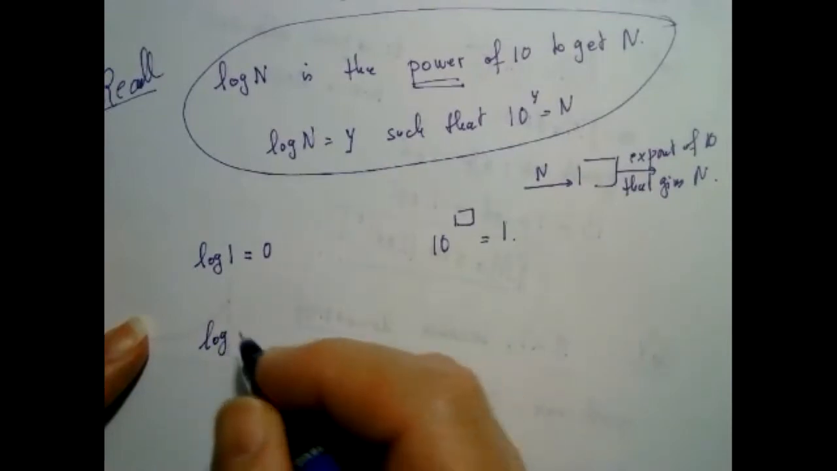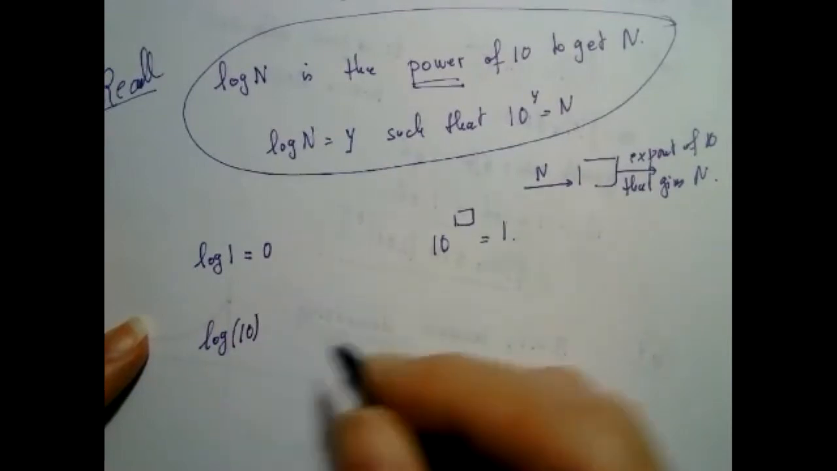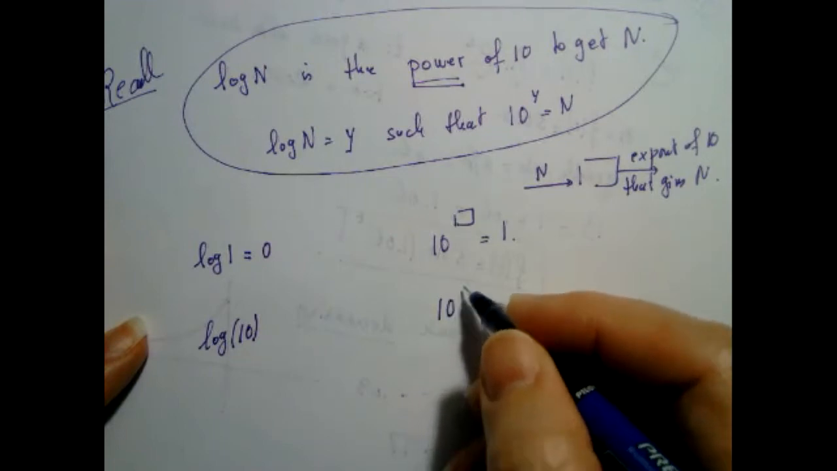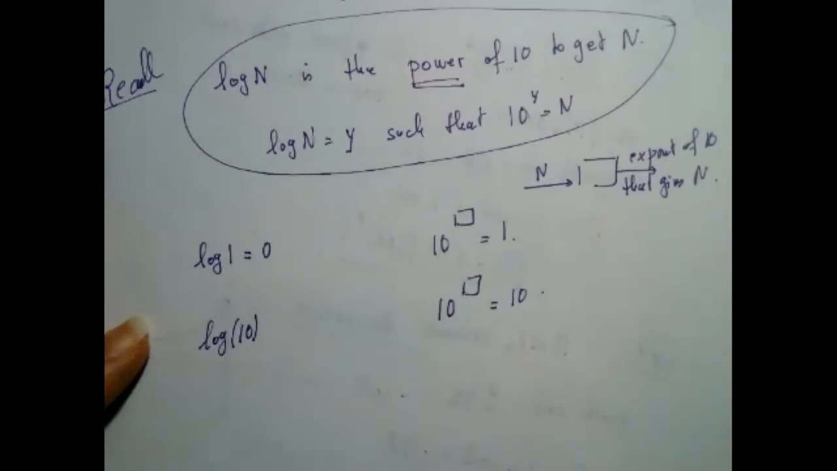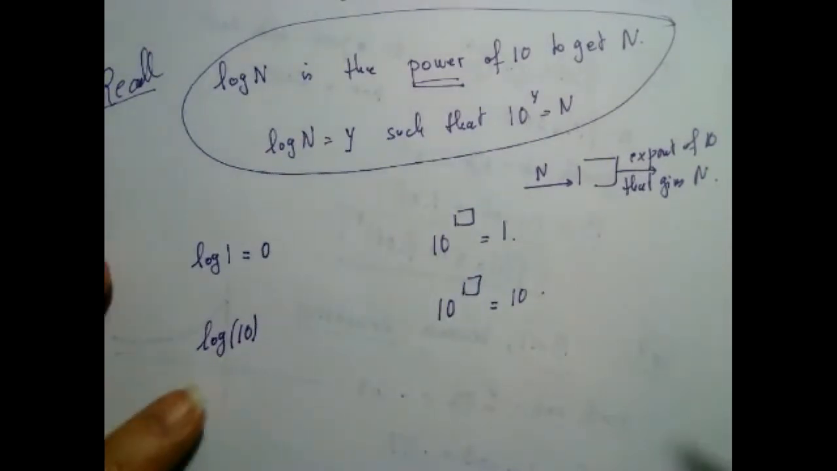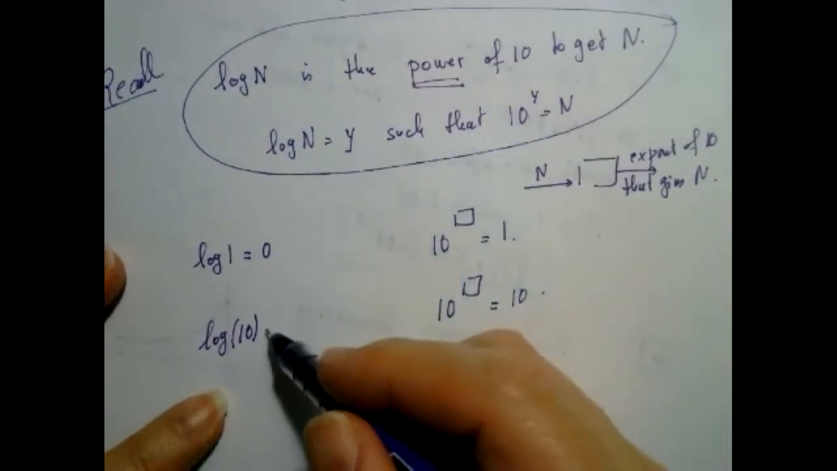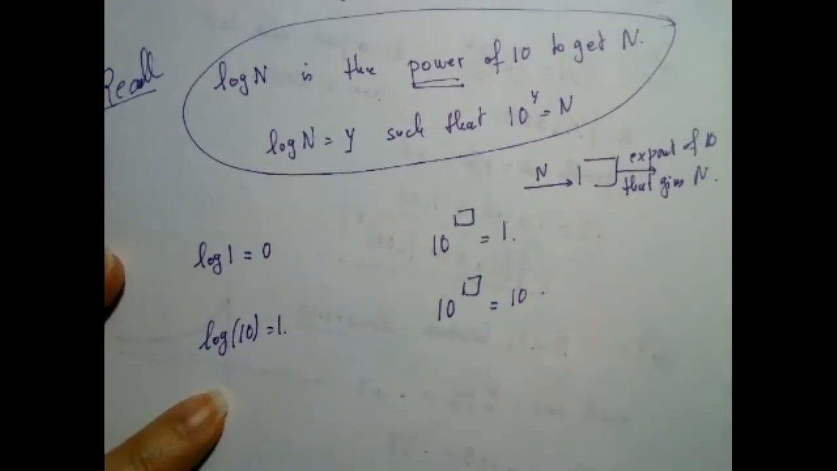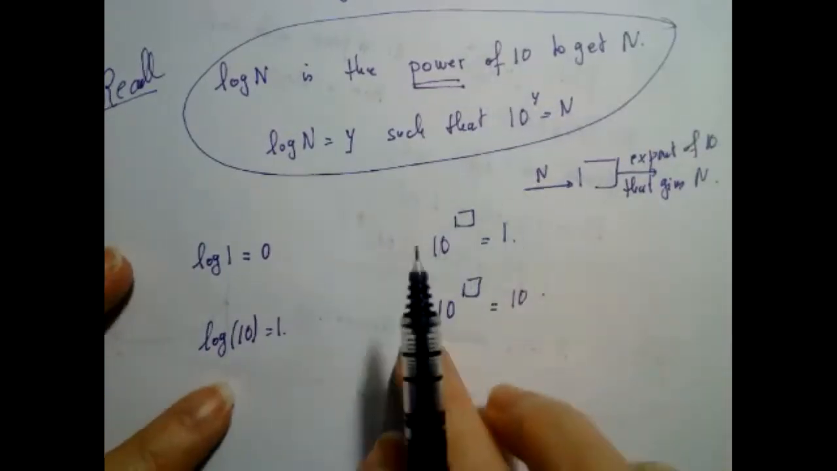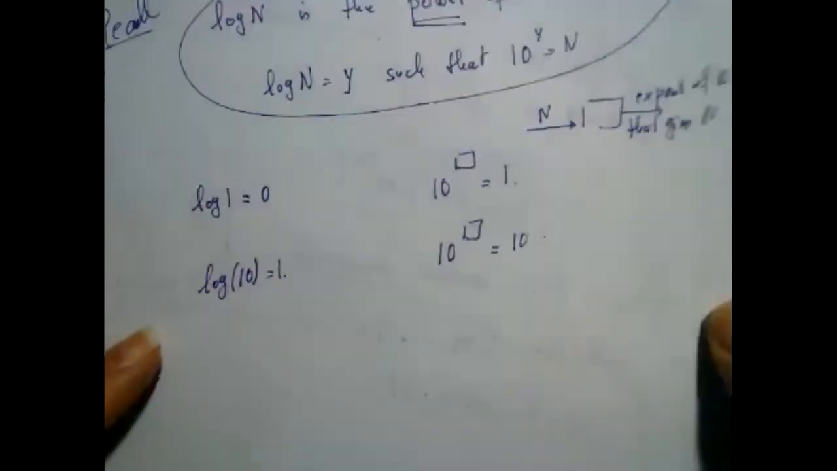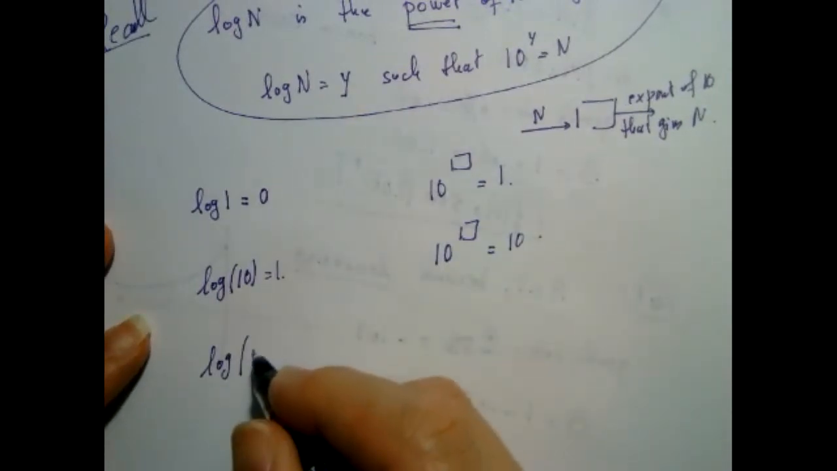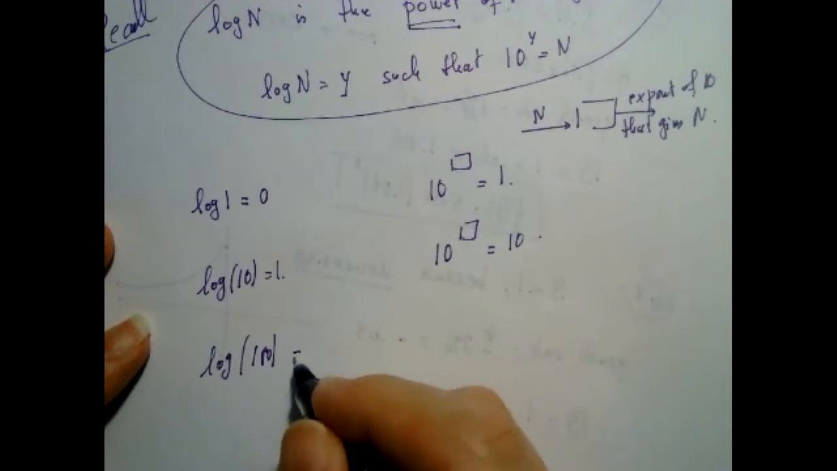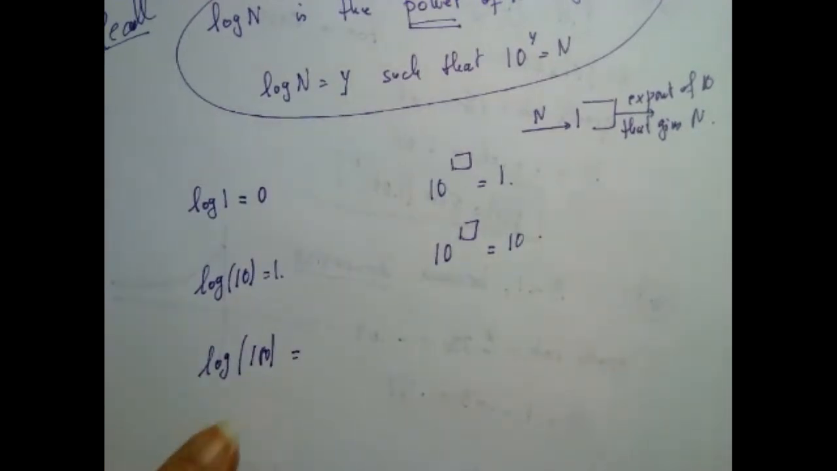Then I gave you something else. What's the log of 10? Again, I'm asking for the power that gives me 10. Which power of 10 gives me 10? It is equal to 1. That's really what the log of 10 means. It's what power of 10 will give me the number 10 back. So if I take the log of 100, this is equal to what? Quickly.